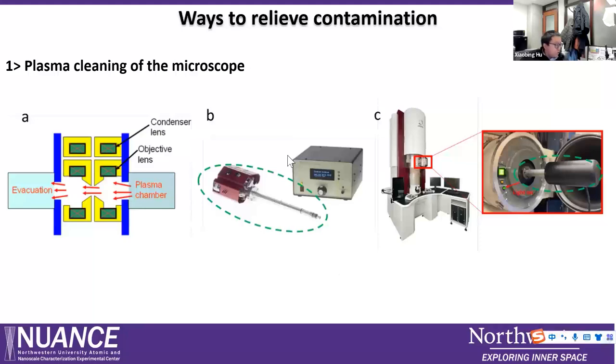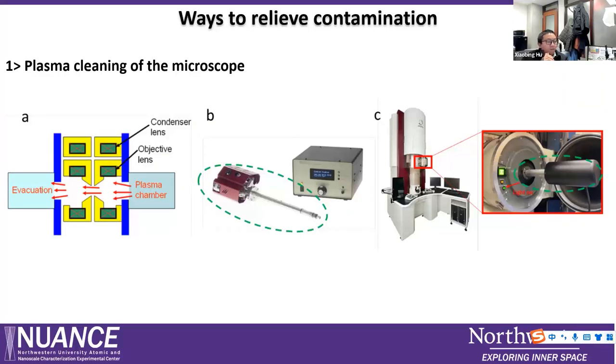Then we have some ways to relieve the contamination. For example, if the microscope itself is contaminated, then even if your sample is clean, when you load the sample into the microscope chamber, you will still see the contamination. So previously we would do the ACD bake, but the ACD bake usually takes one week. Also, it is not so good. If the contamination is very strong, even if you do ACD bake, you cannot remove the contamination.